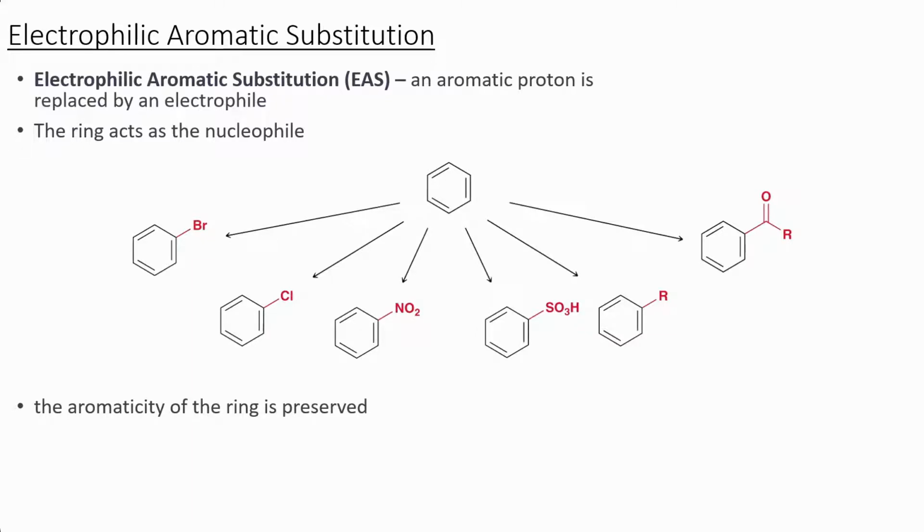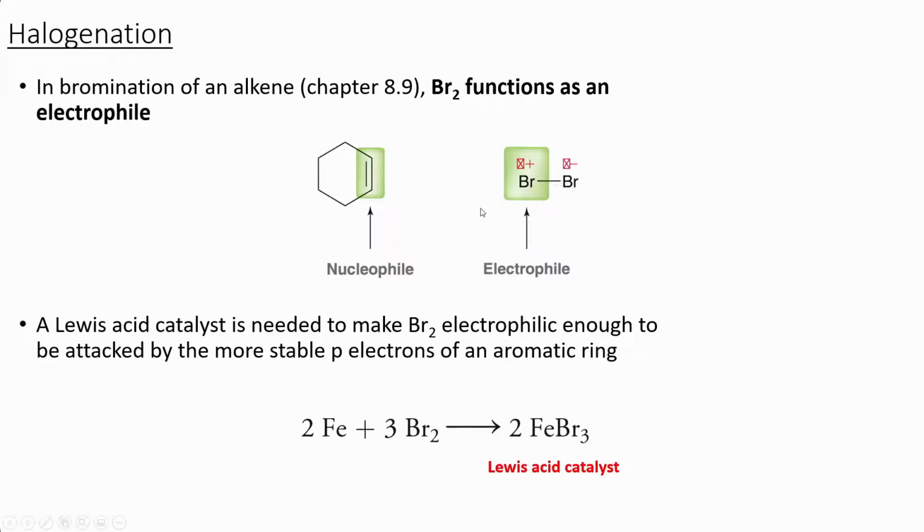In this case, the benzene ring is acting as the nucleophile, the pi bond of the benzene ring. Those electrons are the nucleophile, and we're going to expose them to some electrophilic species. And so here are a variety of products that we will be able to make by the end of this chapter directly from a benzene ring. So in a bromination reaction, for example, a bromination of an alkene, the alkene double bond acts as a nucleophile, and one of the bromines acts as an electrophile.